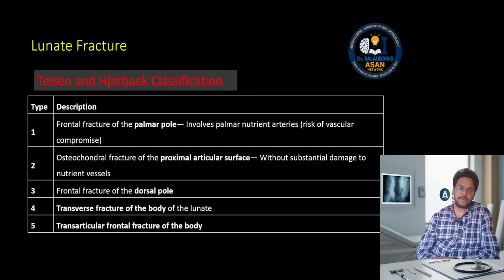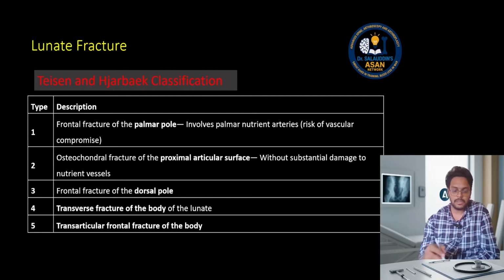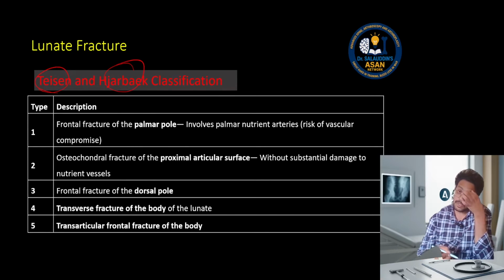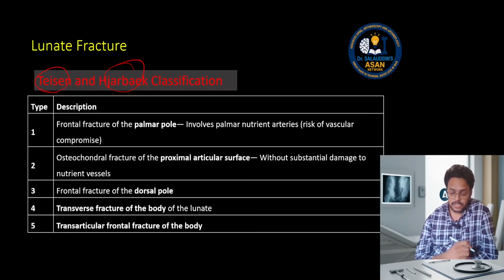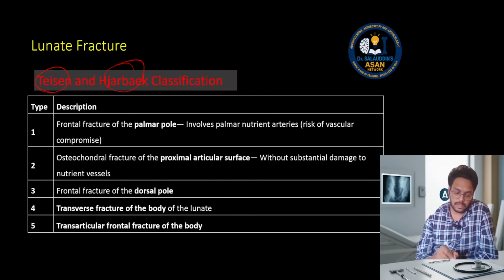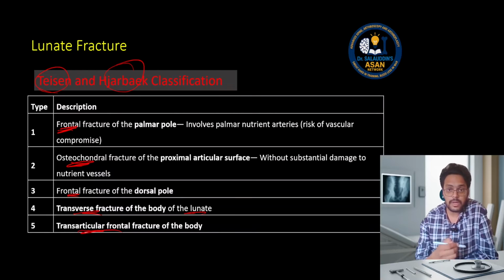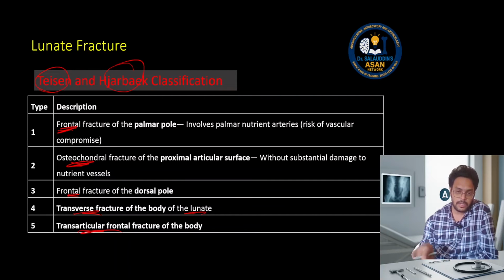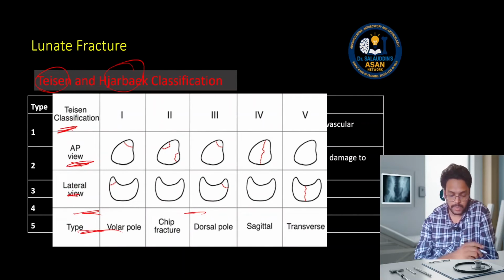So who gave the classification for lunate? The Teisen and Hobby classification. Teisen and Hobby gave the classification system. When you read it, it's a little bit hard to understand. See, he says frontal fracture and osteochondral fracture, frontal, transverse fracture in the body, then the transarticular frontal fracture. So it's difficult in text format. When you see the image, you will understand better.